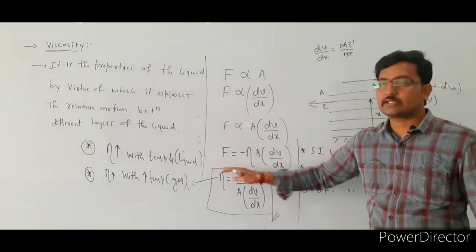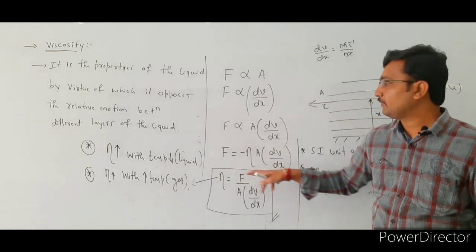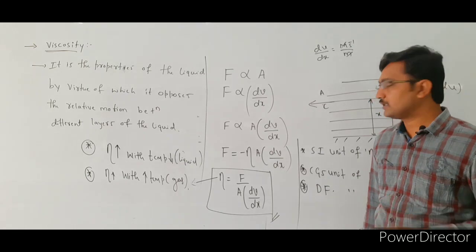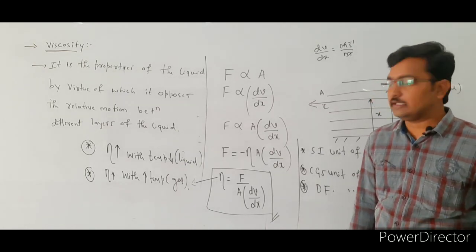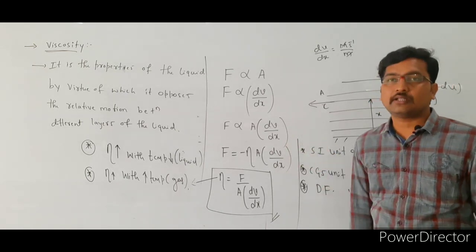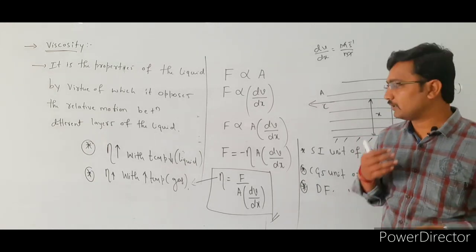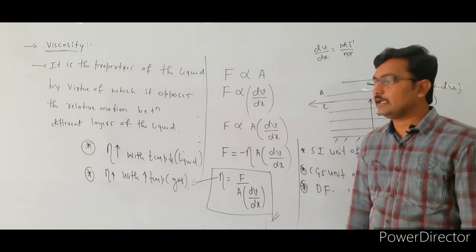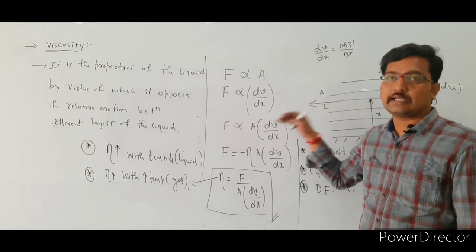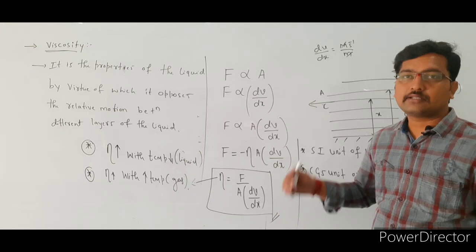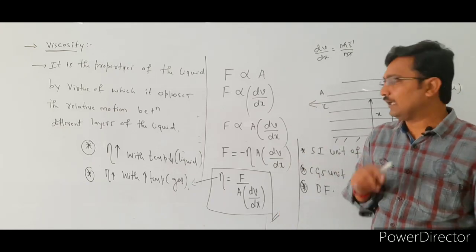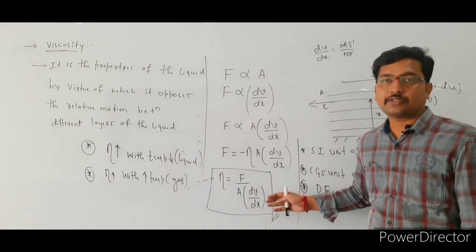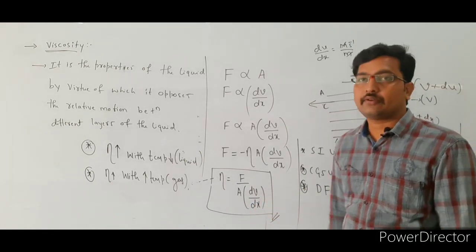Here F indicates the viscous force, eta the coefficient of viscosity, A the area, and dV by dx the velocity gradient. Velocity gradient means velocity that changes with respect to the distance. And this negative sign indicates that the viscous force is always acting in the opposite direction to the direction of flow of fluid or liquid, right? Eta is equal to F divided by A into dV by dx. This expression is used to find the coefficient of viscosity.